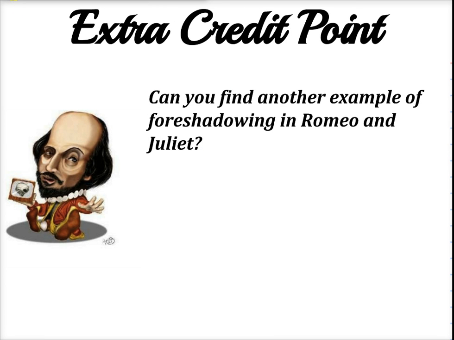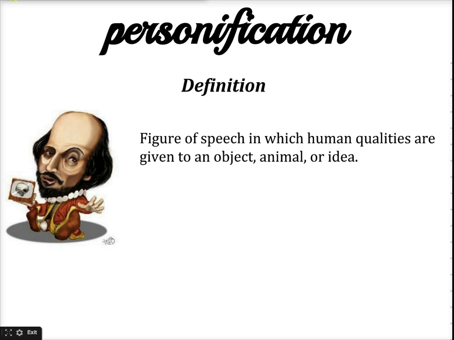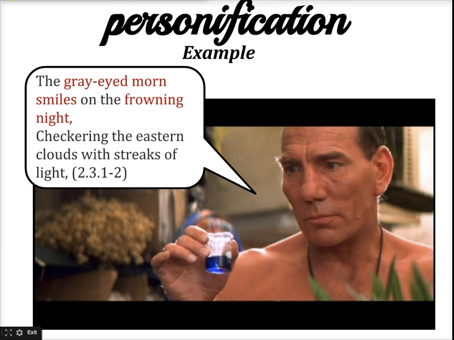So again, for extra credit, find another example of foreshadowing in Romeo and Juliet. Next, we have personification. This is a figure of speech in which human qualities are given to an object, an animal, or an idea. So these are things that aren't alive or that aren't humans, but they're given human qualities. In the beginning of scene 3 of Act 2, Friar Lawrence says, "The gray-eyed morn smiles on the frowning night, checkering the eastern clouds with streaks of light."